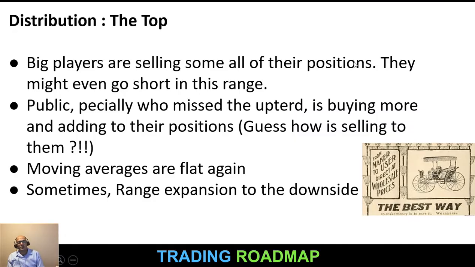And then you go to the distribution stage. Some people call it the top. Big players are selling some of their position and they even start to go short in this range. The public, especially those who missed the uptrend, is becoming more aware of it and they are trying to add to their position. And guess who is selling to them now? The big players. Moving averages are flat because it's a range. Sometimes there is range expansion to the downside. And here I have this little photo telling you: from market to user direct at wholesale price, because the big players are selling and they start to short at this stage.